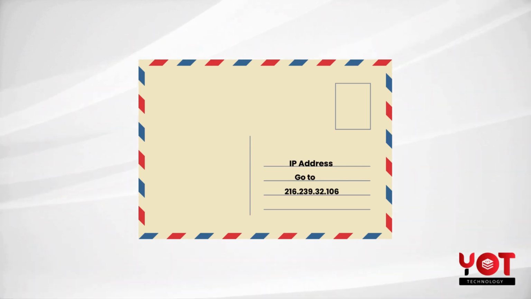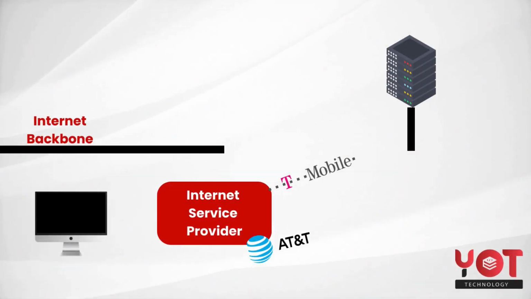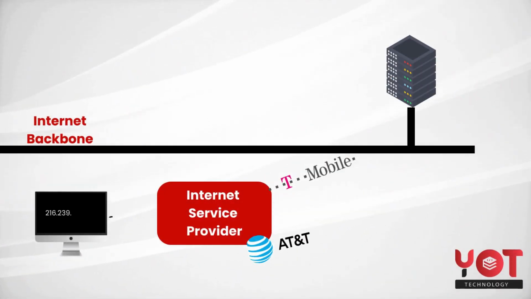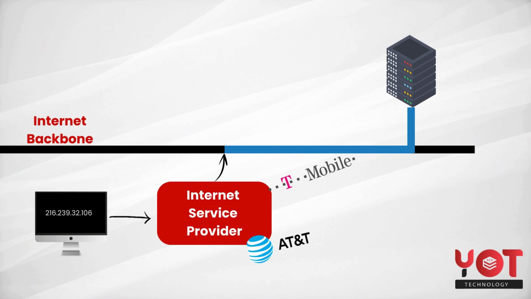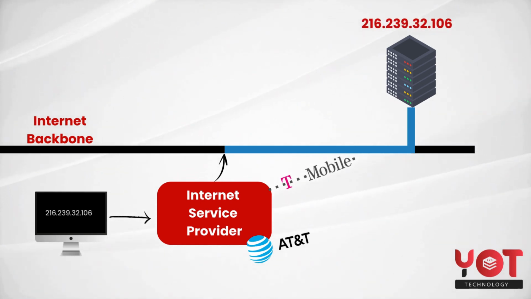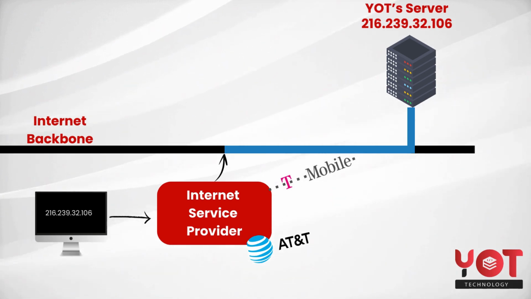It's like sending a letter halfway across the world, hoping it reaches my friend or family using just the postal address on the envelope. Once your browser has the IP address, it sends another message through your internet service provider, traveling via the internet backbone to the server located at that address, like 216.239.32.1006 for YOT Technology's website. This server holds all the files you need to view our website's homepage.